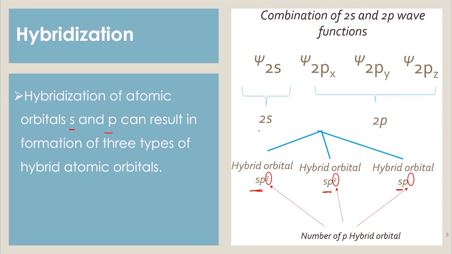Notice the combination of the wave functions of 2s, psi, and the three 2p wave functions, psi 2px, psi 2py, and psi 2pz, gives us the same number of hybridized atomic orbitals, sp3, sp2, or sp, where each can contain up to 2 electrons. The superscript numbers 3, 2, and 1 tell you how many p orbitals are hybridized. For example, sp3 means one s orbital is hybridized with 3 p orbitals, sp2 means one s orbital is hybridized with 2 p orbitals, and sp means the s and only one p orbital are hybridized.